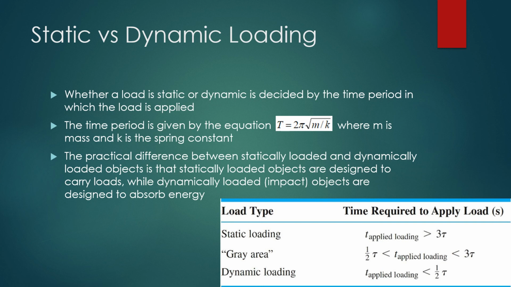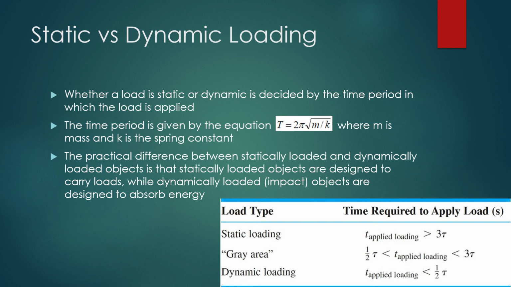The practical difference between statically loaded and dynamically loaded objects is that statically loaded objects are designed to carry loads, while dynamically loaded or impacted objects are designed to absorb energy. And this can be seen in the case of a bridge versus a car crash. A bridge is statically loaded, as in the load is uniform and simply moving across the bridge, so the bridge must be designed to support that load. Whereas a car in a car crash must be designed so that it absorbs the energy of the car crash rather than transmitting it through to the passengers.